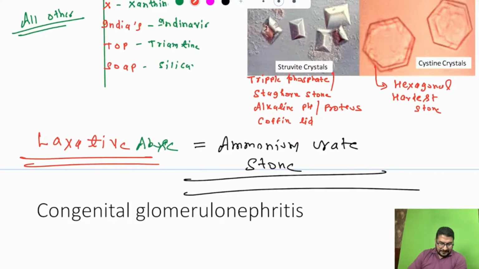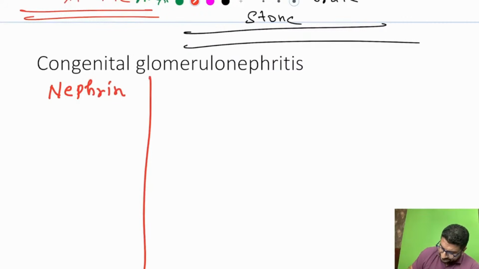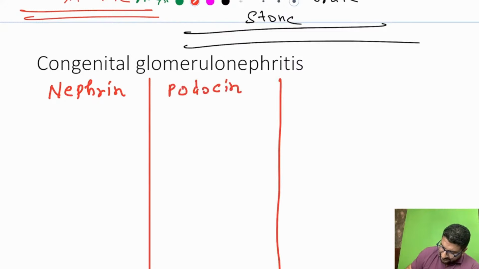Moving to congenital glomerulonephritis. I'll speak in English now. So understand this thing. We have a filtration selective barrier, also called the slit diaphragm. This slit diaphragm is made up of certain proteins. So in this we have proteins like nephrin, we have podocin, and we have alpha-actinin.